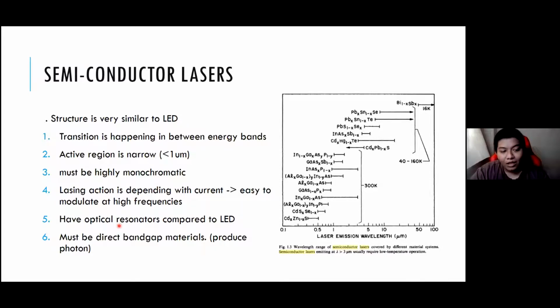And for number 5, we have optical resonators. What does optical resonator mean? Optical resonators mean it actually has sides that are reflective and a side that is partially reflecting. I will explain it further later. And number 6, this is one of the most important things, which is it must be a direct bandgap material. It's the same as LED. Because we want to produce light, which is producing photon energy, only direct bandgap materials produce photon energy. And let's move on.